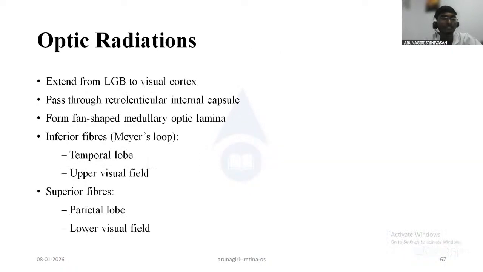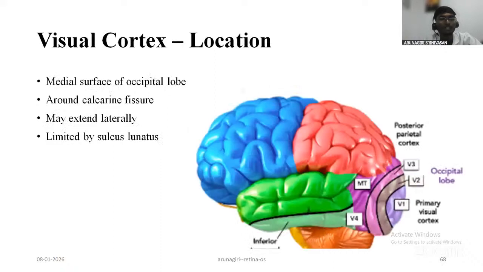Optic radiation. It extends from the LGB to the visual cortex, passes through the retrolenticular internal capsule, and forms the fan-shaped medullary optic lamina. Inferior fibers, Meyer's loop, in the temporal lobe carry the upper visual field; superior fibers in the parietal lobe carry the lower visual field.